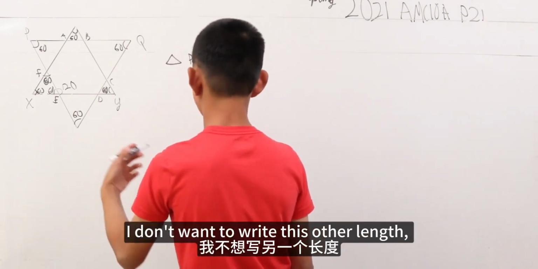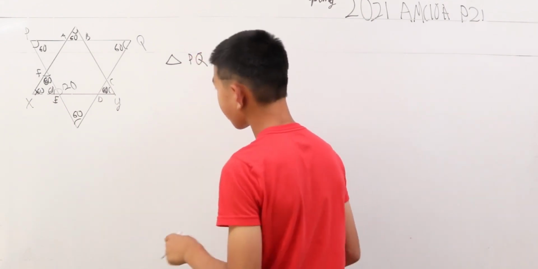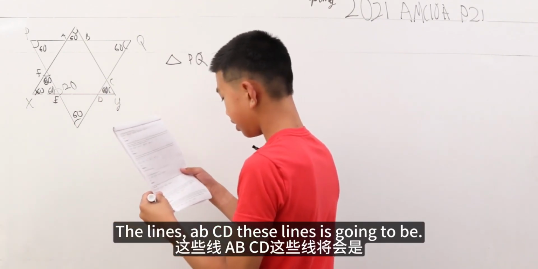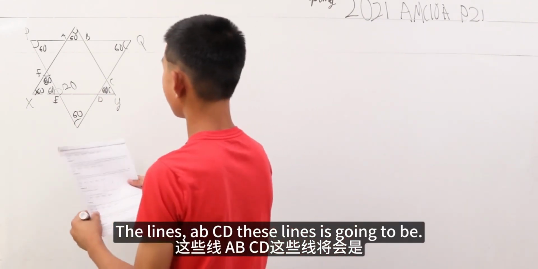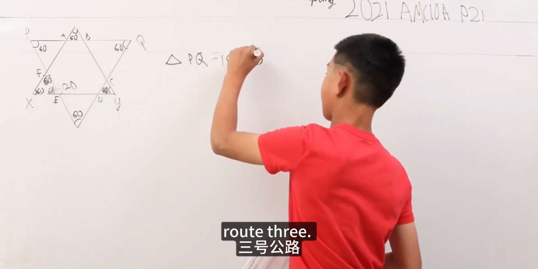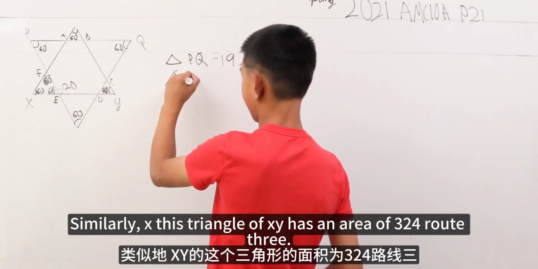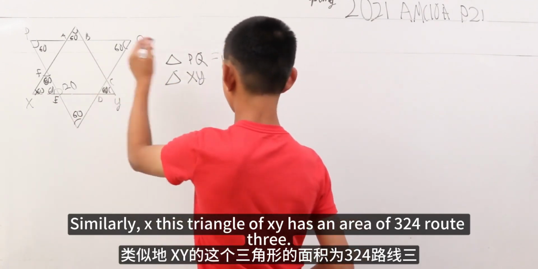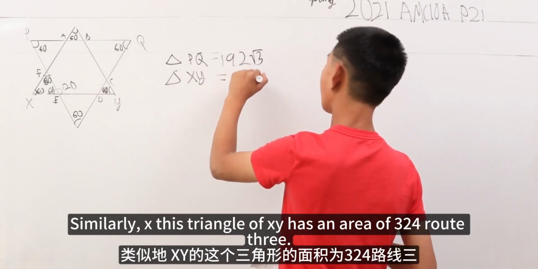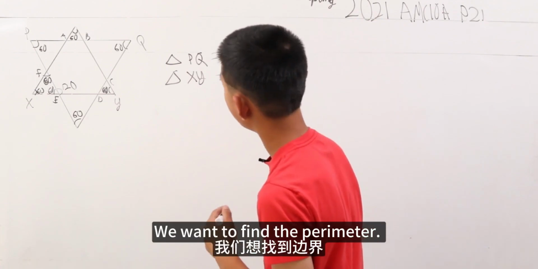Now let's just look at this triangle that has a segment PQ in it. I don't want to write this other length because that would be too concerning. But this area, what are we given? The lines AB, CD, EF, so this area is going to be 192 root 3. Similarly, this triangle of XY has an area of 324 root 3. Okay, and we want to find the perimeter.